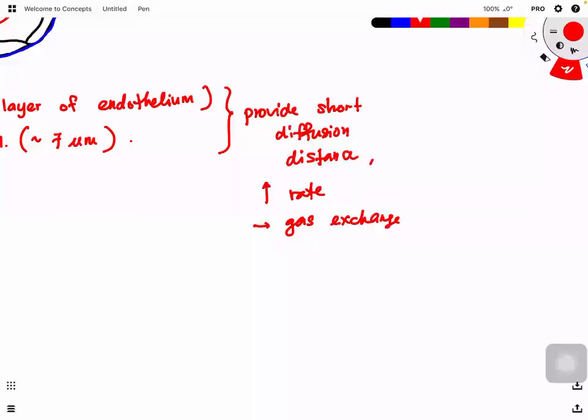CO2 moves out from the cells, enters into the blood, and then the O2 from the blood enters into the cells. Also, we increase the rate of the supply of nutrients, and also increase the rate of removal of waste. That's very important for the capillary.